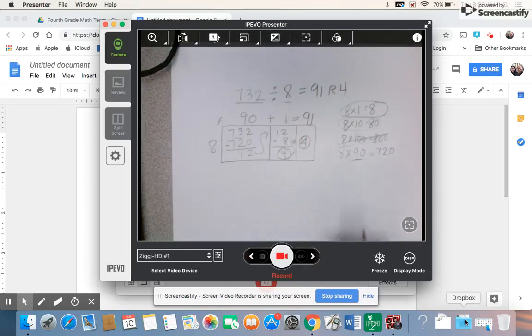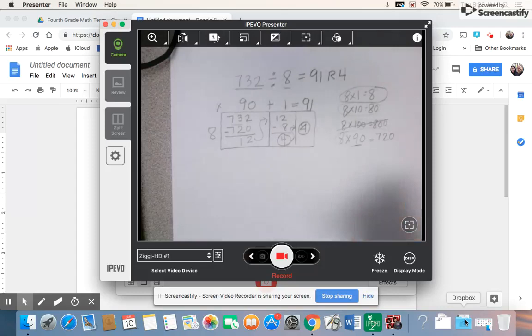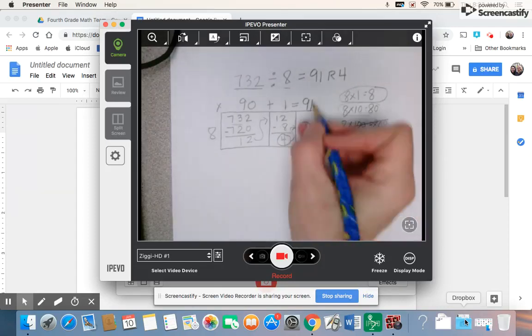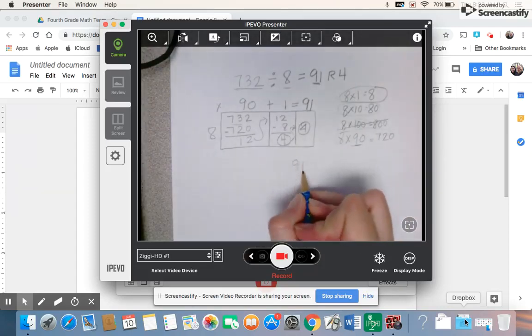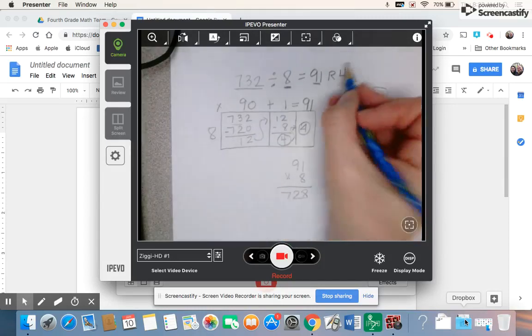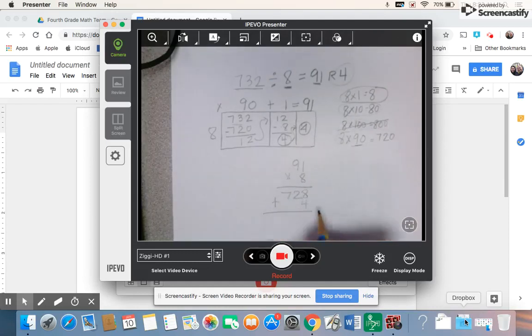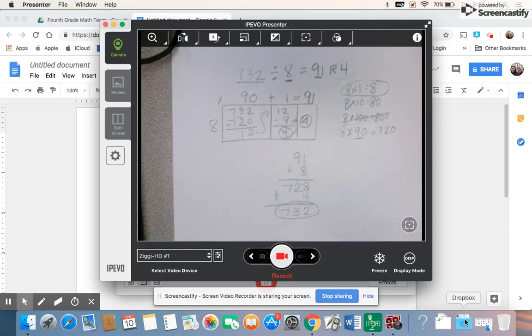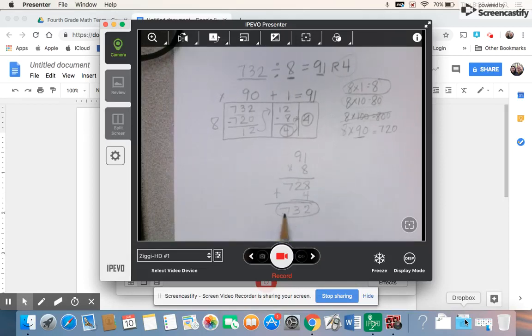Another thing that we've done is taught them how to check their work with division. They know to take the quotient, multiply it by the divisor, and then add in the remainder. When they get the product and then the sum, as long as their answer matches their dividend, they know that they're correct.